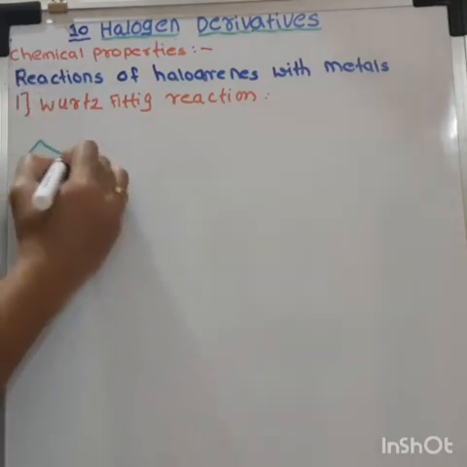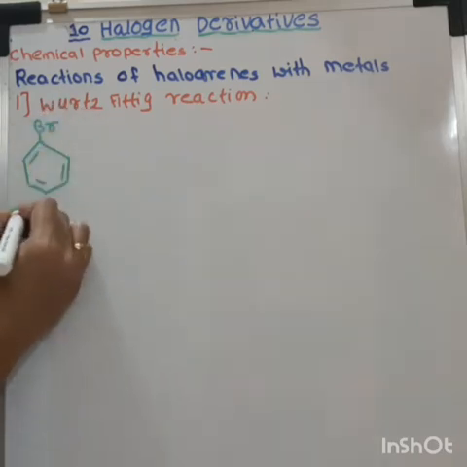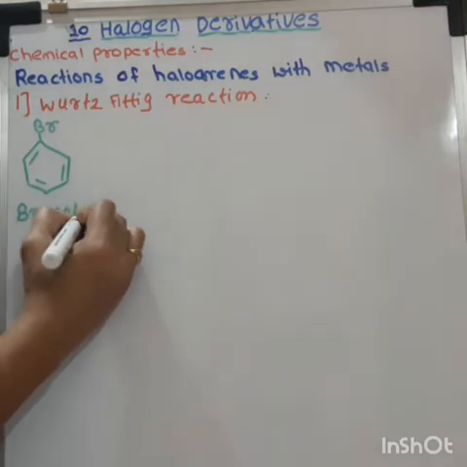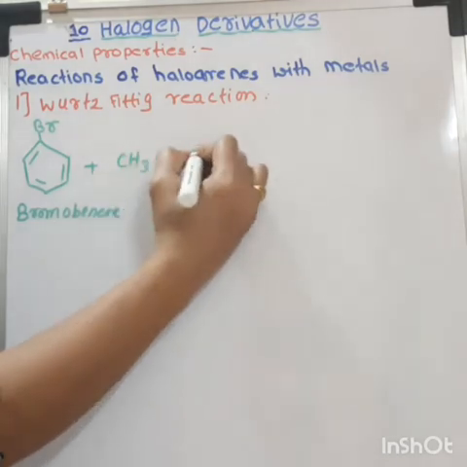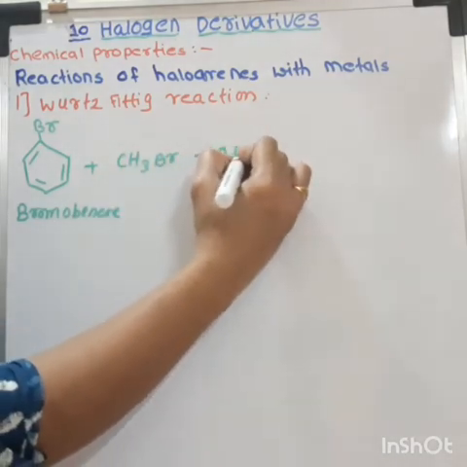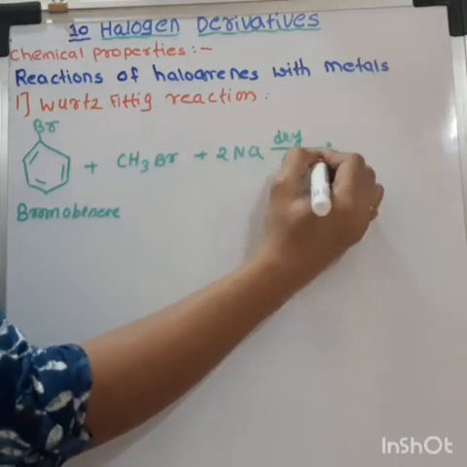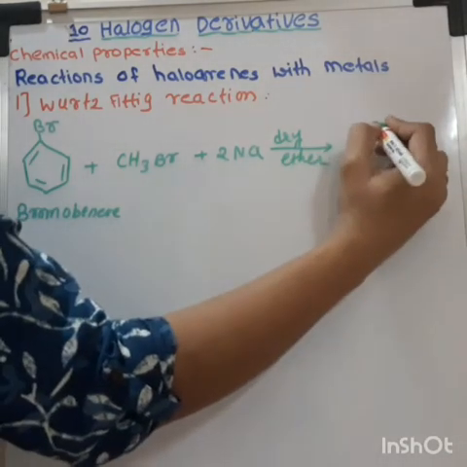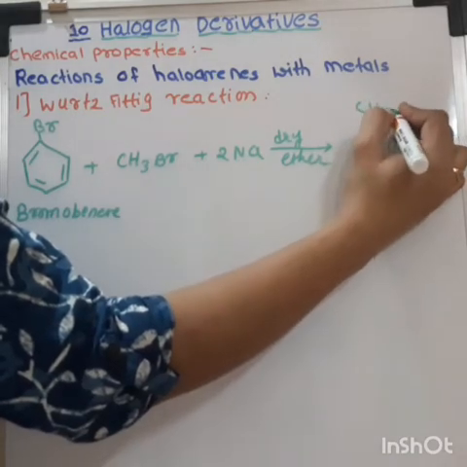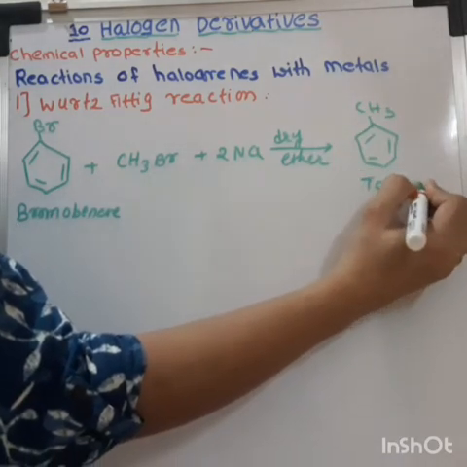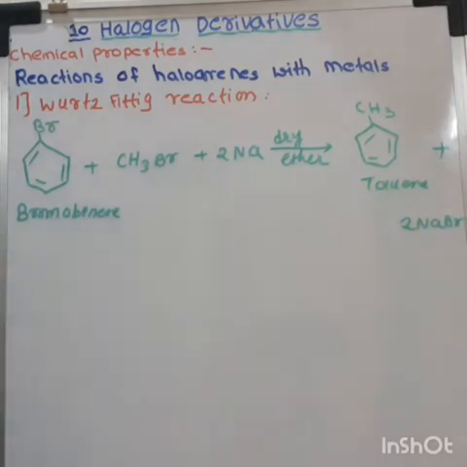I'll write the reaction first. Let us take the example of bromobenzene plus methyl bromide plus 2 molecules of sodium in presence of dry ether. The formed product is a substituted benzene. In this reaction we will get toluene plus the byproduct is 2 molecules of NaBr.